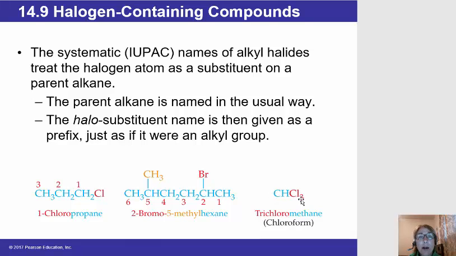And then if our halogenated compound only has 1 carbon, of course we don't need to number it. So for example, CHCl3 is going to be trichloromethane, and that has a common name of chloroform.